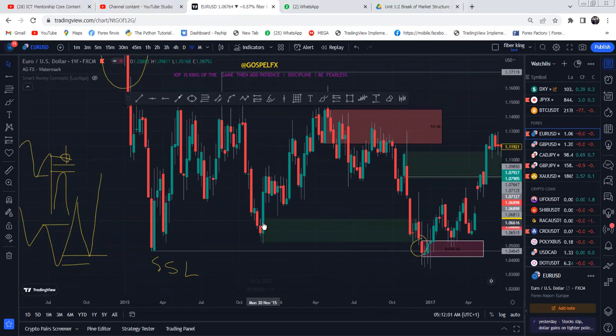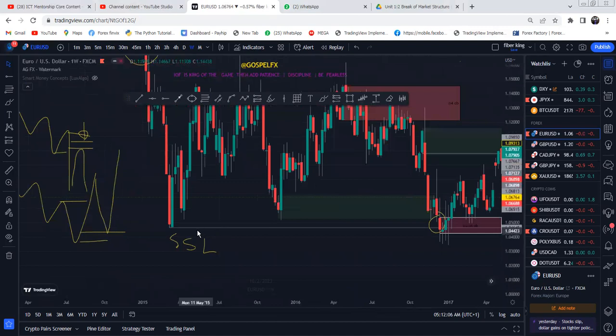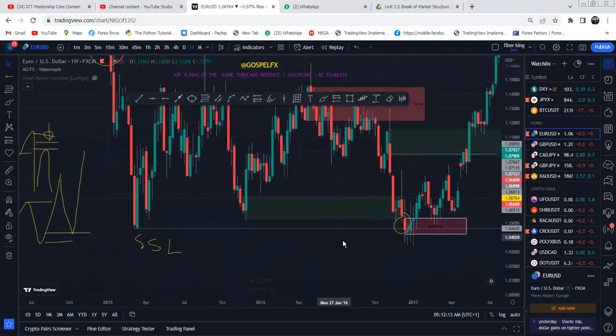But this didn't confirm that it's a strong order block. Why? Because price had something to do here. All right, we had some sell side liquidity here that was supposed to be taken. So price had to come and clear it. All right, once it clears it, then it starts being bullish.